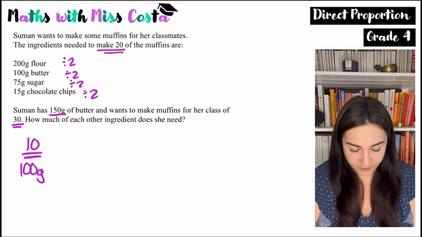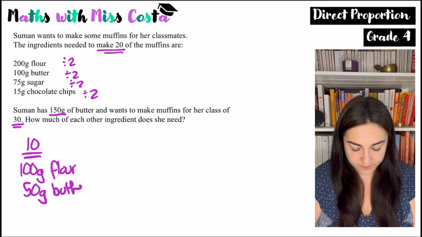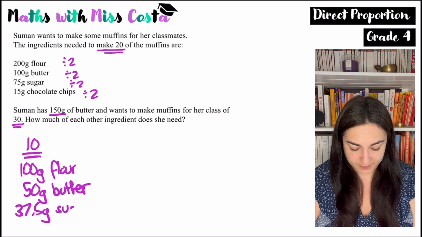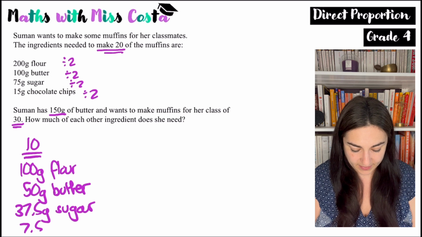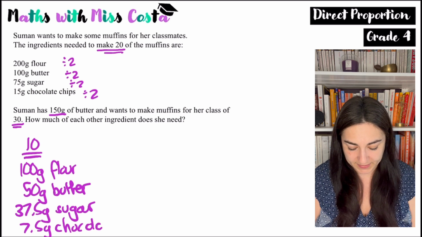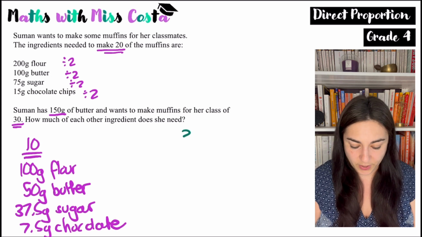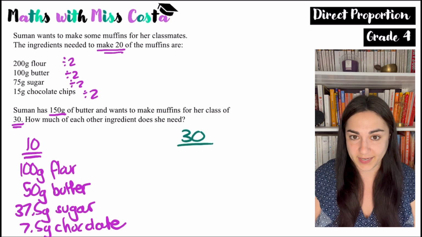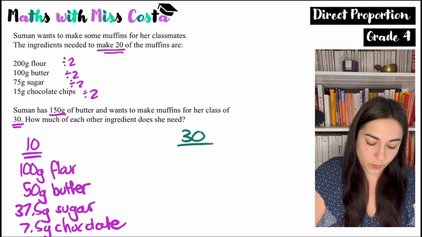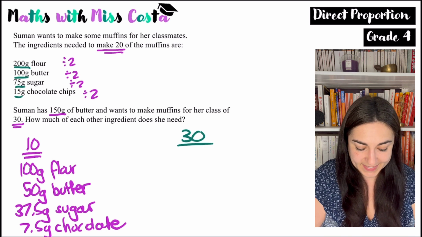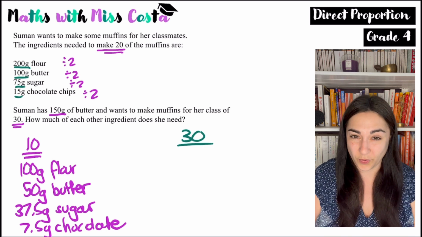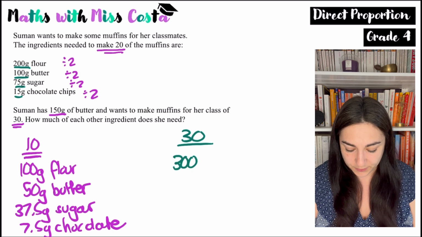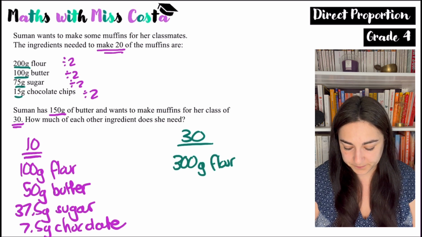So she'd need 100 grams of flour, 50 grams of butter, 37.5 grams of sugar, and 7.5 grams of chocolate chips. Now there's a few ways you could do this. To work out 30, you could times each ingredient by 3, because 10 times 3 is 30, or you already know the ingredients needed for 20, so you could just add on the ingredients of 10. So in total, she'd need 300 grams of flour.